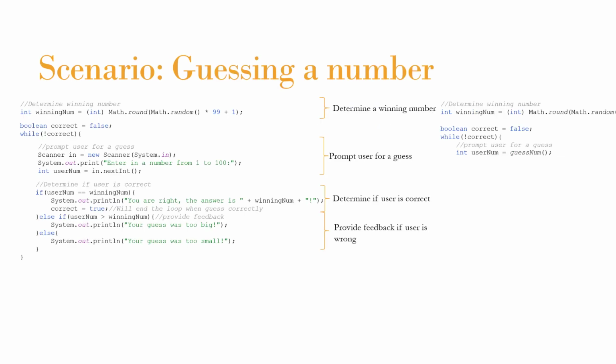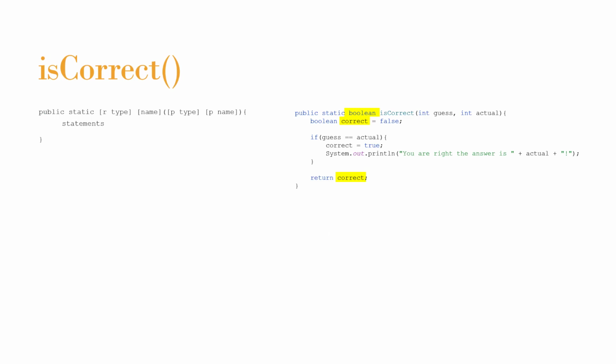And the way that we would use it in our lines of code here is we have correct equals isCorrect, which was our method from before, and what we're passing through is userNum and winningNum. Notice that we're putting in userNum and winningNum, and they are going into guess and actual. So guess is going to be userNum, and actual is going to be the winningNum. It might be a little confusing at first. These variables aren't named the same, and that's totally okay, and actually often preferred.